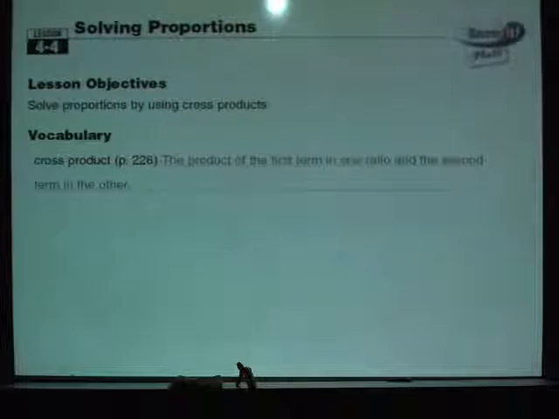What's going to be introduced here that was not introduced in the previous section, though, is they're going to now make a number disappear, in essence. Or in other words, make you solve or find one of the numbers that would make the proportion be valid or make the two ratios be equivalent. That will be something new. But that technique of multiplying the diagonals is exactly what we're going to continue doing here in Chapter 4, Section 4. Again, a cross product is the product of the first term in one ratio and the second term in the other.